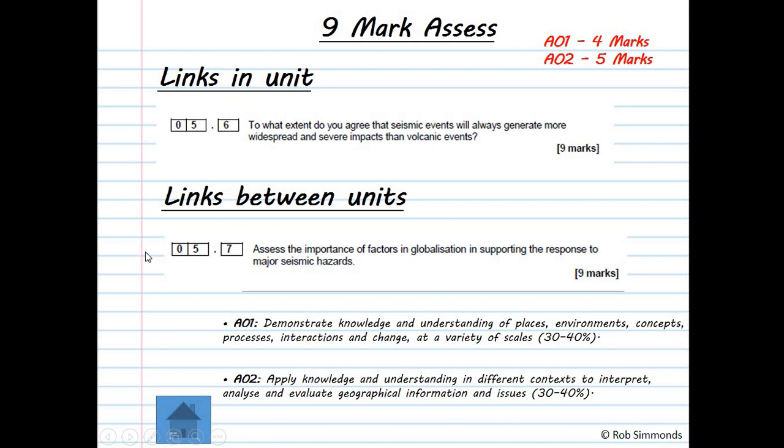Now, the next question is very different. This is testing links between different units. Assess the importance of factors in globalization in supporting the response to major seismic hazards. This is asking you to apply your understanding of hazards with your understanding of the globalization topic.